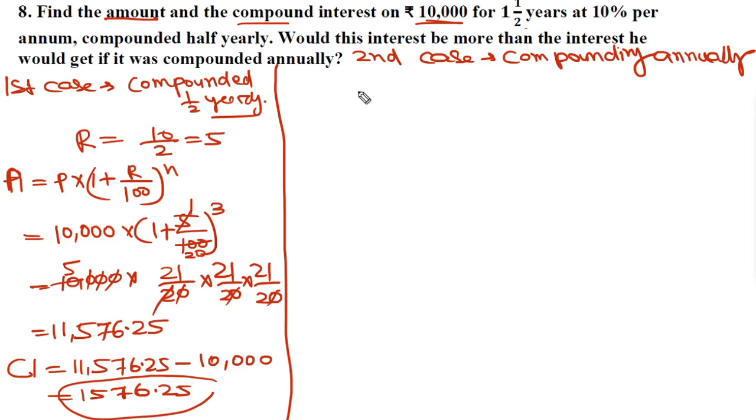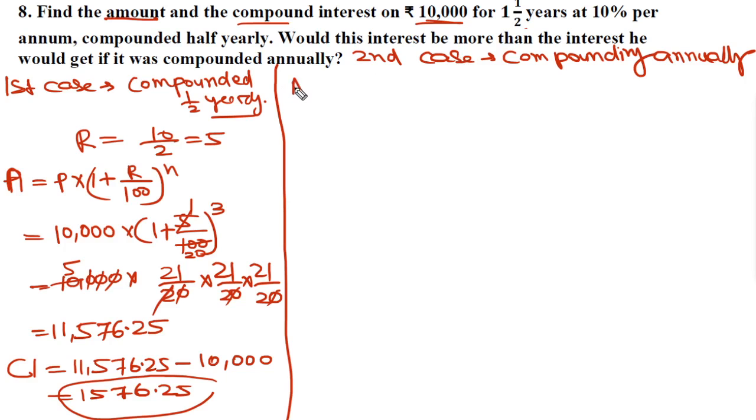Now here your rate of interest will be same, as compounding is annually. So first, as it is compounding annually, and here also you have to find compound interest and the amount for one whole 1 by 2 year. So here what we will do, we will find the amount for 1 year only. First we will find the amount for 1 year, then we will find the amount for the next 6 months.